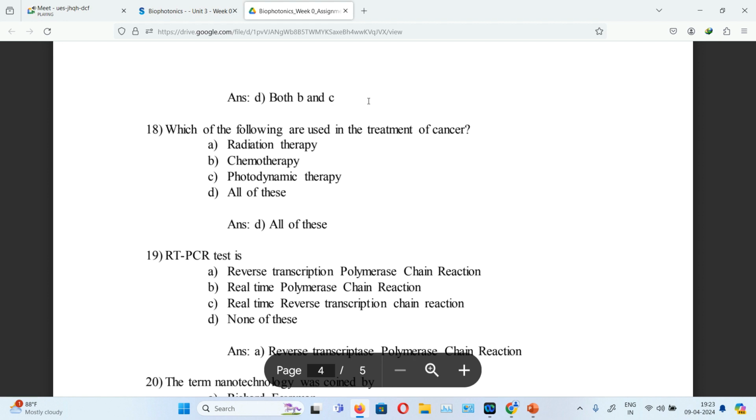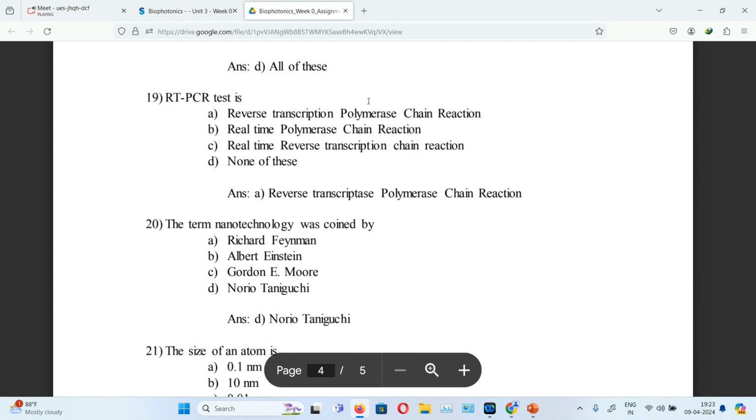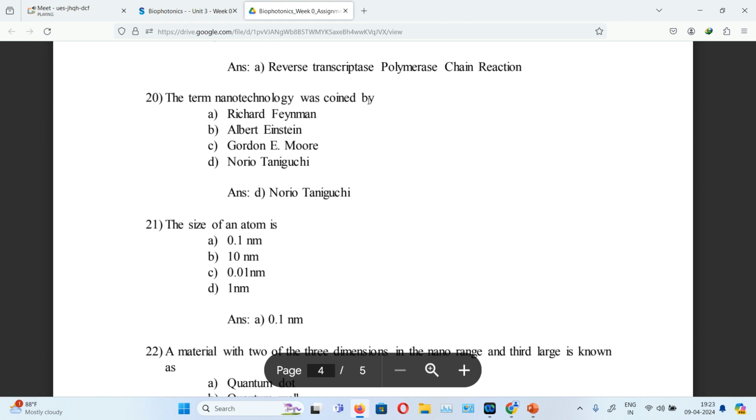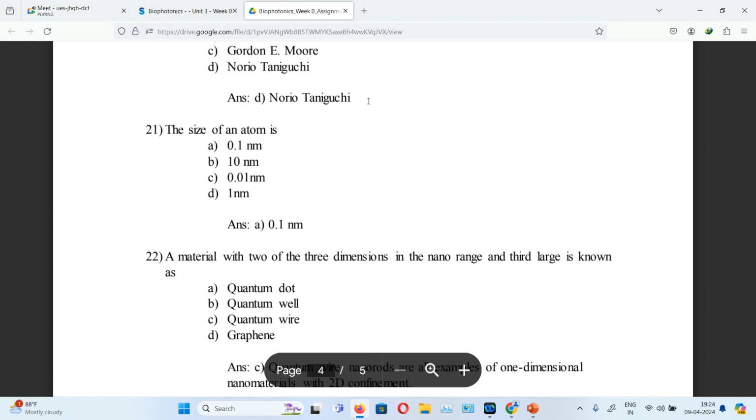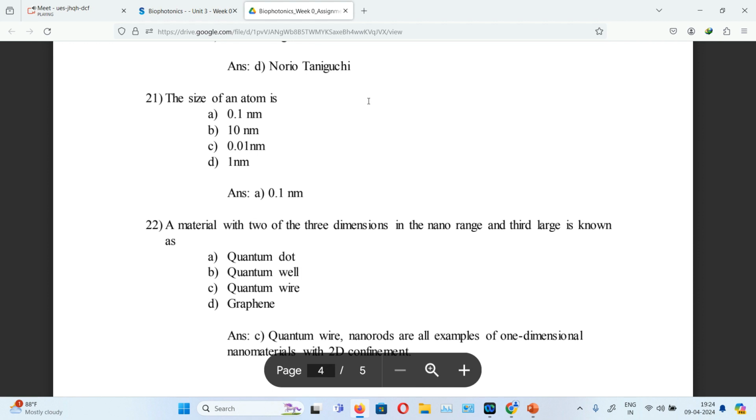The RT-PCR test is the reverse transcription polymerase chain reaction. The term nanotechnology was coined by Norio Taniguchi. It's a direct question. The size of an atom is around 0.1 nanometer.